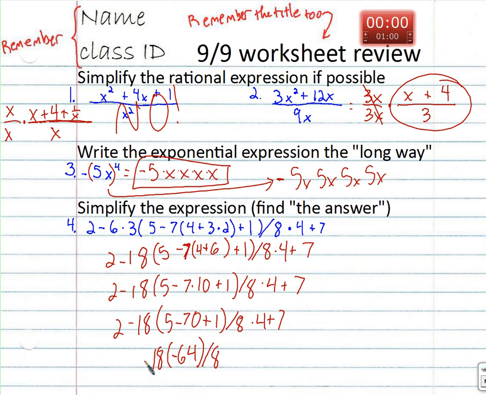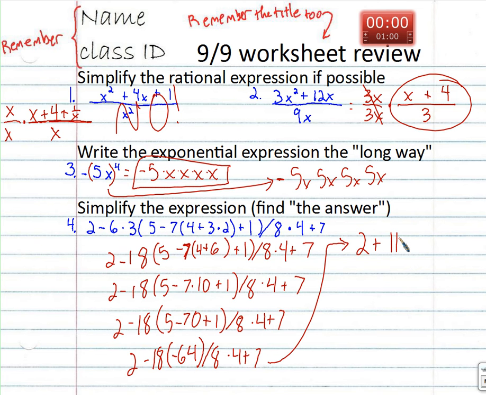Okay, we got negative 18 out here, it's negative 18 divided by negative 64, times 4 plus 7. Bring this up here. Now what? That's going to be a positive number, right? So what is 18 times 64? I don't have that multiplication fact memorized. If I have to get a calculator, which I don't have.